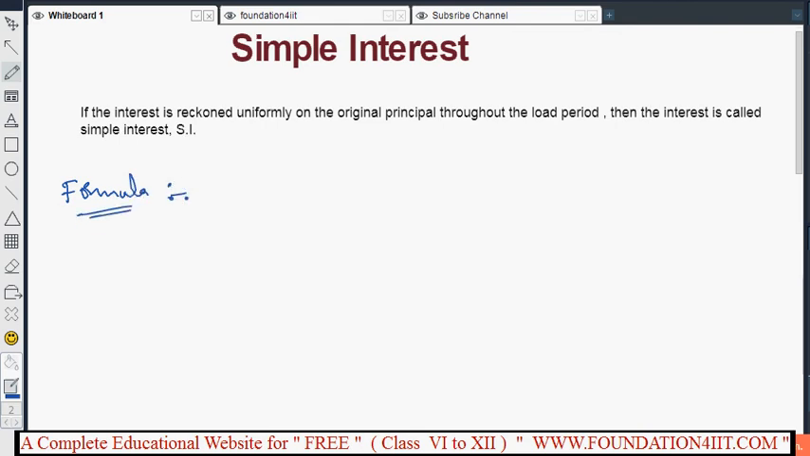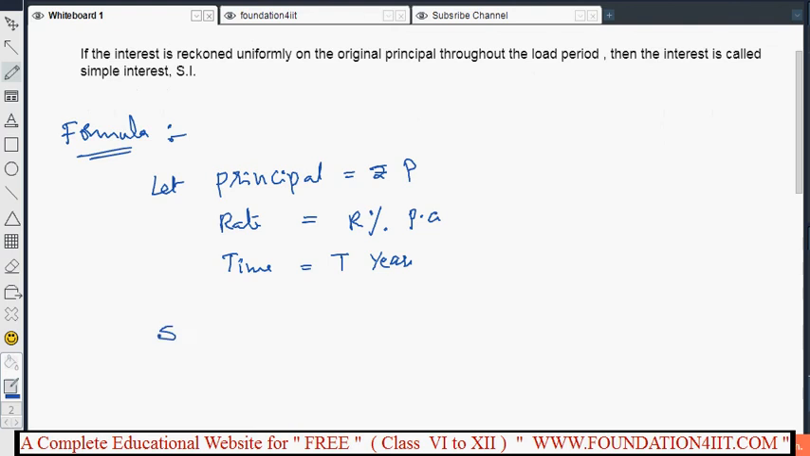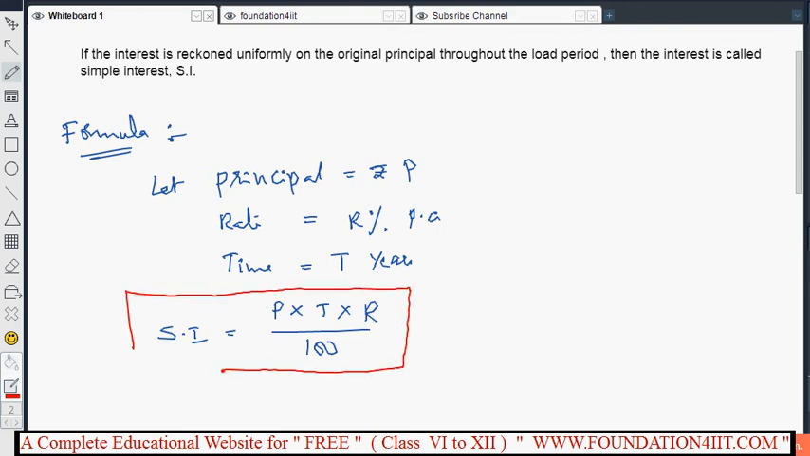So we have seen the terms before. Let principal be equal to rupees P. Rate is R% per annum, and time is equal to capital T, that is in years. Then simple interest is equal to principal into time into R by 100, PTR by 100 we can call it. So this is the formula we'll use to find out simple interest.